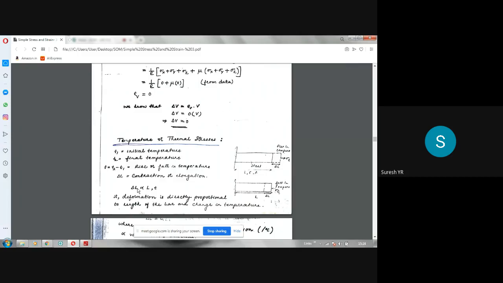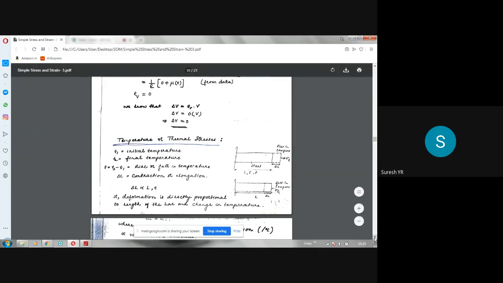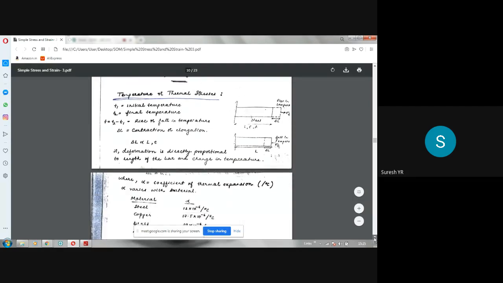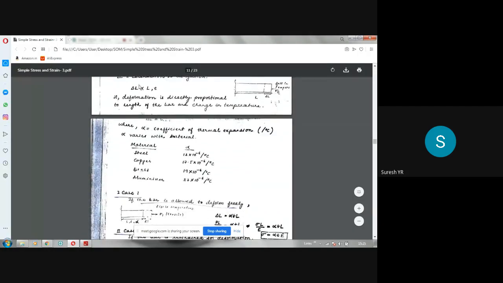Now, if you remove this variation sign symbol, delta L becomes equal to alpha into L into T. So that alpha is called the coefficient of thermal expansion. If you replace this variation symbol by an equation, you have to introduce a constant. That constant is alpha. So please note down that delta L is equal to alpha into L into T.